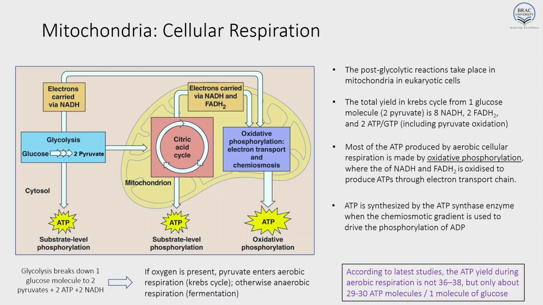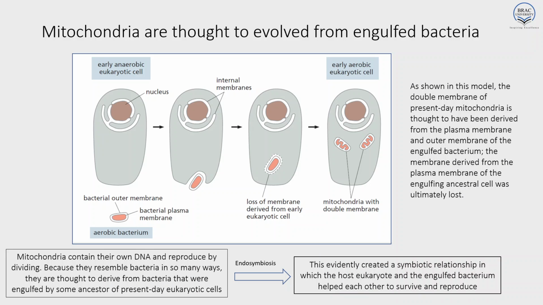So going to the next slide. As I mentioned earlier, mitochondria were thought to have evolved from an engulfed bacteria. So it has characteristics like a bacteria. For example, the DNA is circular, a separate DNA from the host eukaryotic cell. It also has bacteria-like 70S ribosomes.